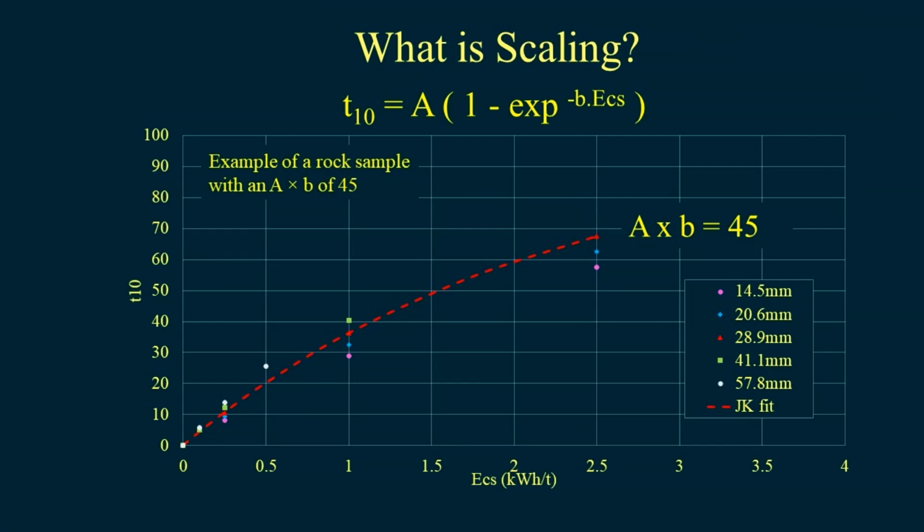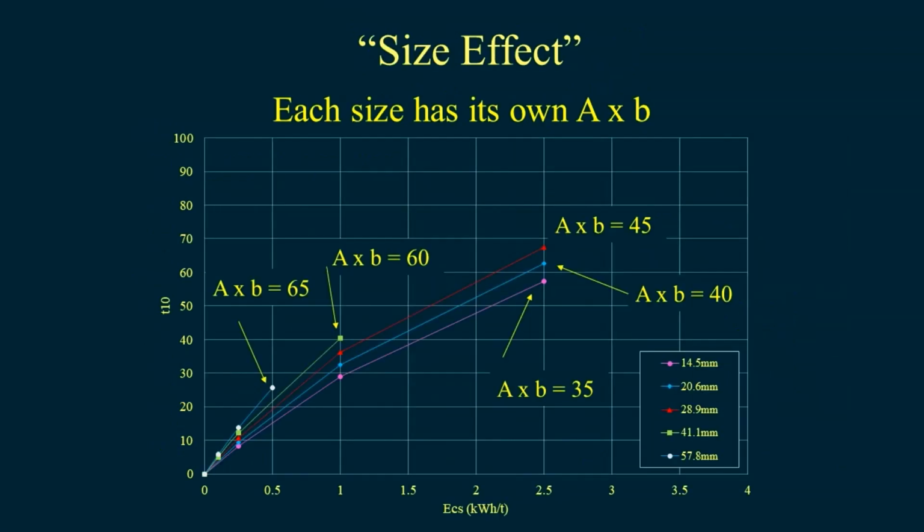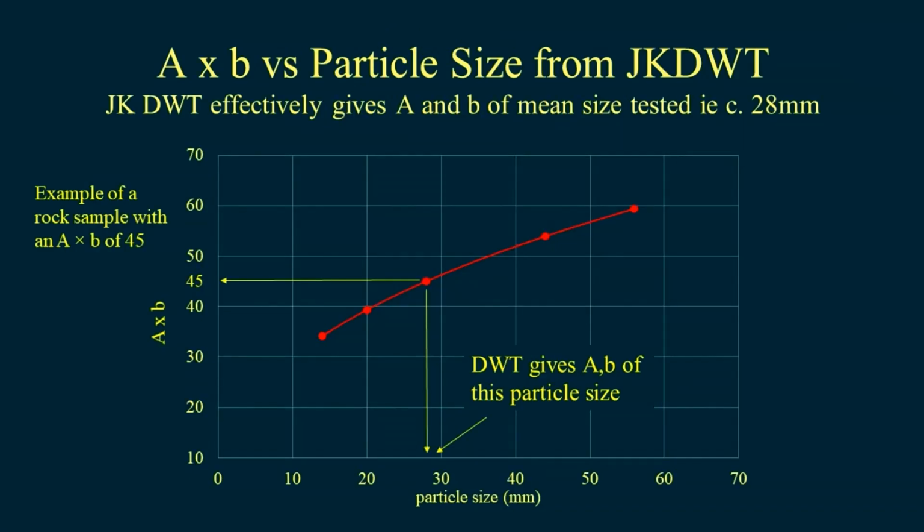Now, although one line is drawn through this, research back in 1990 found that actually there's 5 lines there. Every particle size actually has its own A times B. So, for example, although the A times B on average is 45, this relatively small particle here, 14.5, actually has an A times B of 35. This big particle has an A times B of 65. If we plot all those A times B's against particle size, we end up with this. Here's our 5 different particle sizes, and here's the A times B. And there is a typical relationship between A times B and particle size.